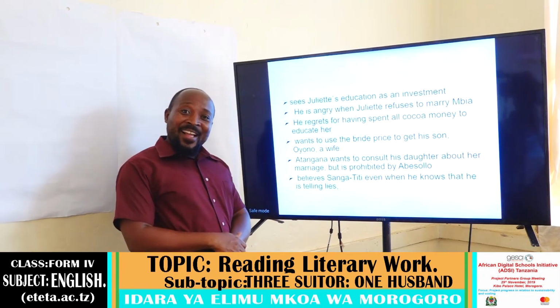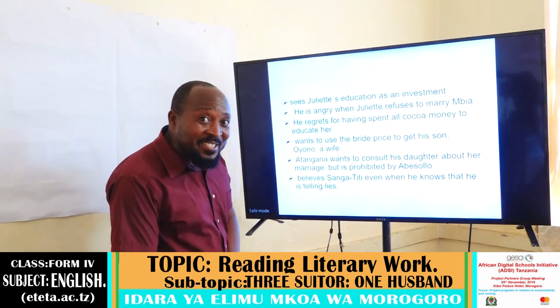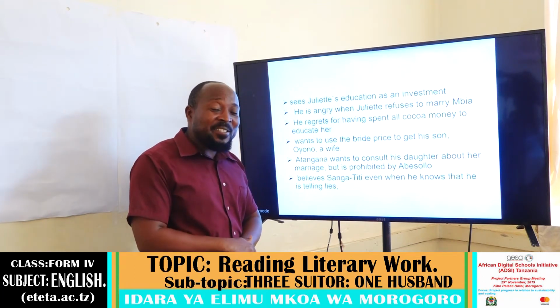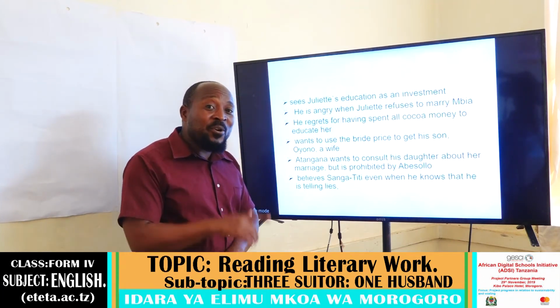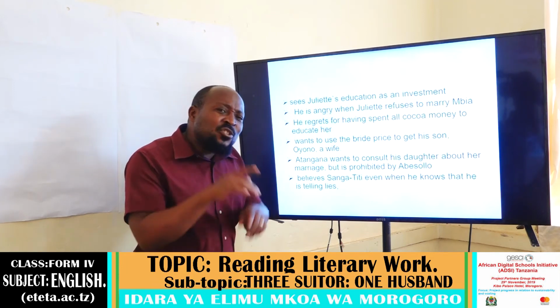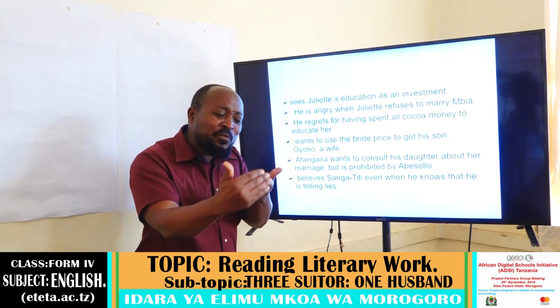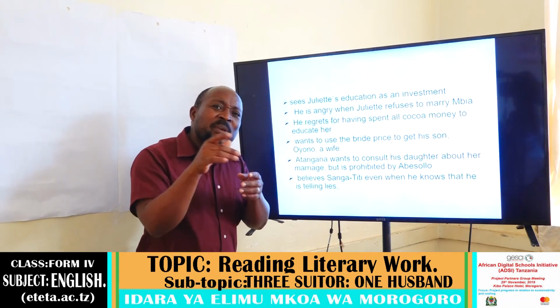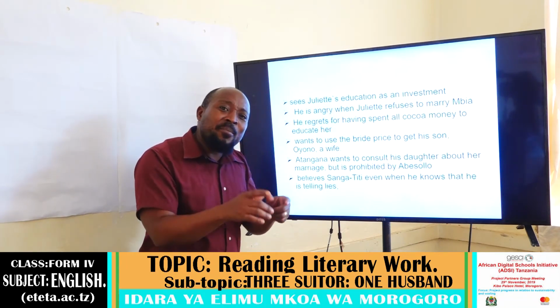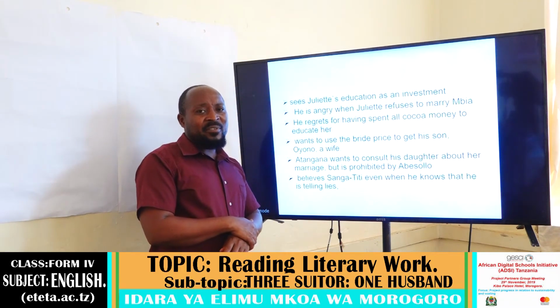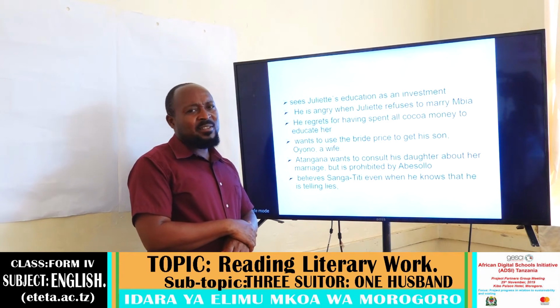You know why? Oyono is not married yet. Oyono is the brother to Juliet. He is not yet married. You know why? Because there is no bride price. And so Atangana believes if they receive a bride price from Mbia, it will be easier for them to use the same money to pay the bride price for Oyono's wife. Very poor. Very poor.